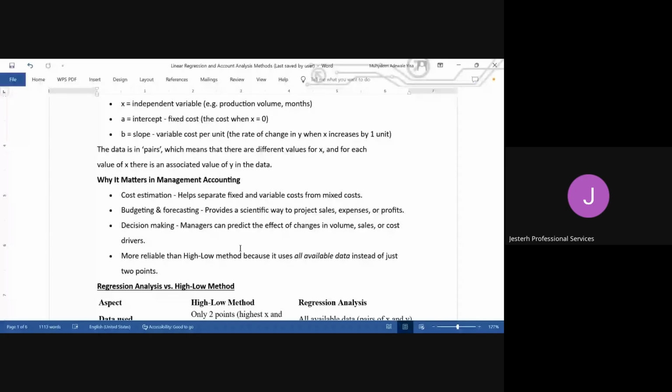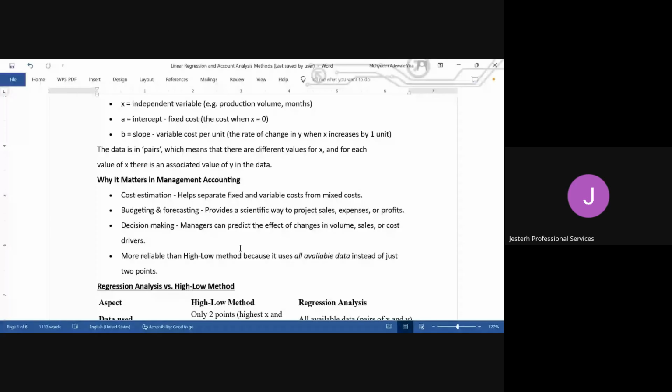And then number two is budgeting and forecasting. We use linear regression in forecasting. It helps us to provide some vital information that we can use to prepare our budget and make a future forecast about an organization using the available data. After all these things, where we are able to separate the cost, make budgets, do budgetary control and forecasting.